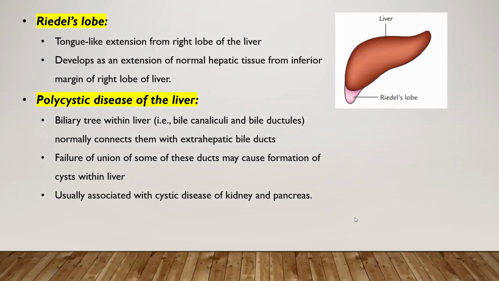Congenital anomalies of the liver. First one is Riedel's lobe. It is a tongue-like extension from the right lobe of the liver. It develops as an extension of normal hepatic tissue from the inferior margin of the right lobe of the liver.